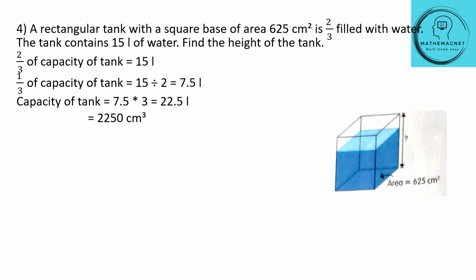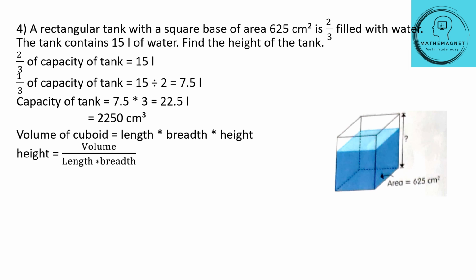Now we know the volume. We know the base area, which is 625 centimeters square. We need to find the height of the tank. To do that, we know volume of a cuboid is length into breadth into height. Now to find the height, it will be volume divided by length into breadth. Length into breadth is nothing but your base area, which is equal to 625 centimeters square.